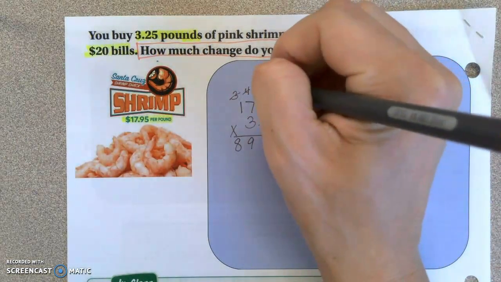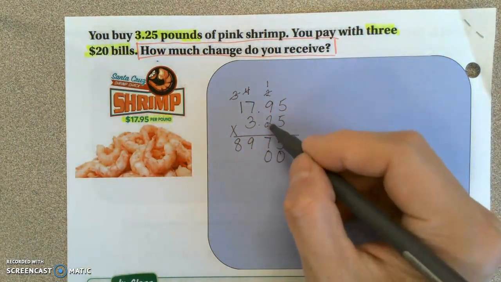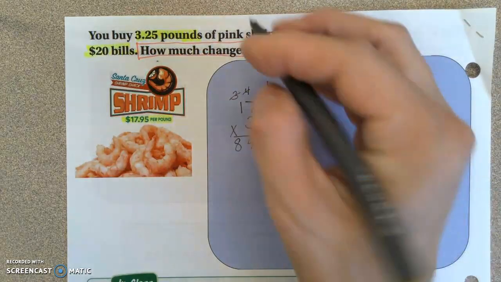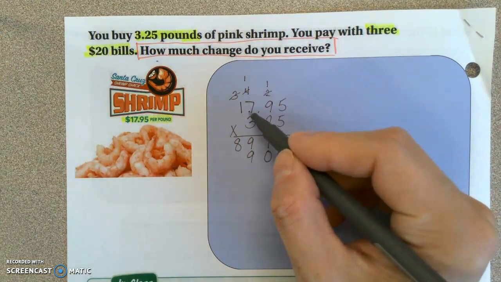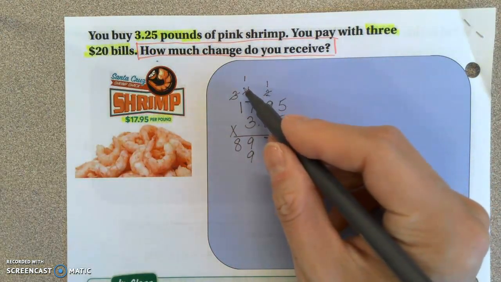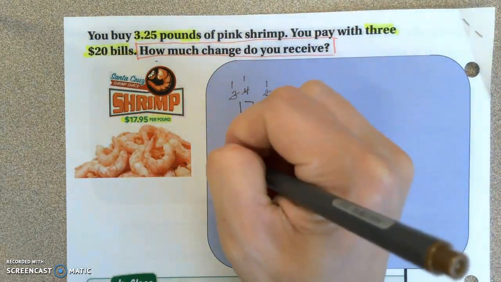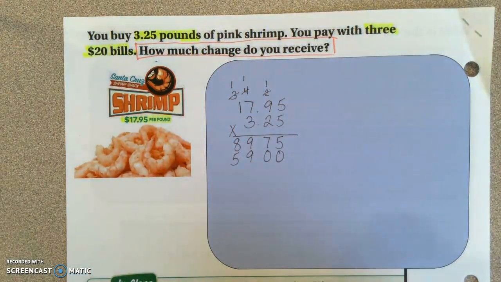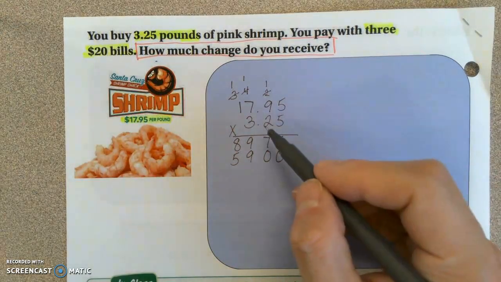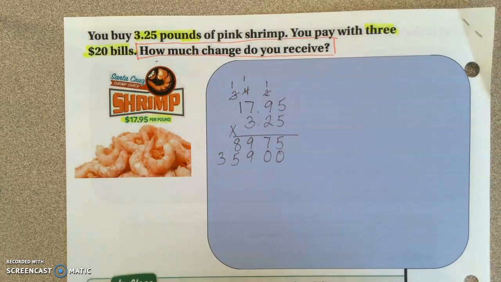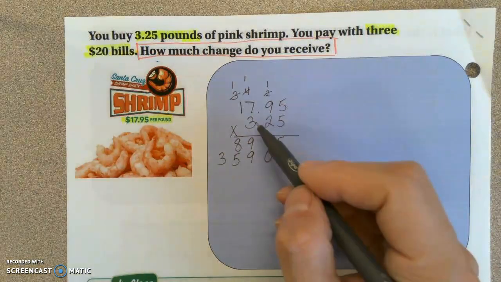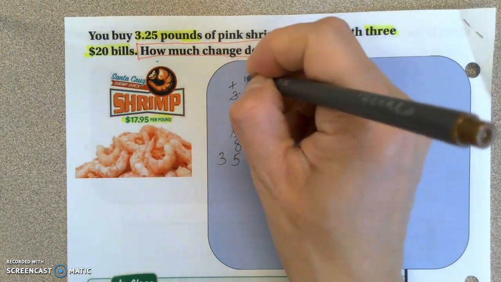2 times 5 is 10. 2 times 9 is 18. I'm adding this 1 to get 19. 2 times 7 is 14, and adding that 1 to get 15. And then 2 times 1 is 2, adding the 1 to get 3. All right, now we're going to move on to the 3. I'm going to cross out what I carried here.